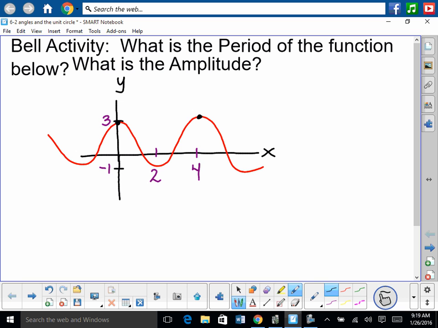So our period is the length of one cycle, and I like how Dylan says it's the x-axis. So what's the length of the cycle? 4. So our period is equal to 4. And I like how you say it started at the peak and then back up to the peak, so we know that's a cycle. Very good.